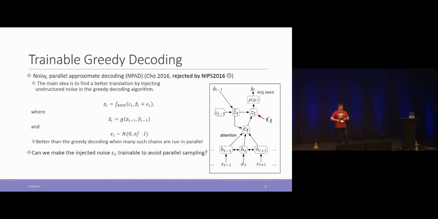Here, all the noise epsilon t is sampled from a Gaussian distribution, and this model can work better than greedy decoding when we have a lot of different chains running in parallel, and we can always find a way to get a better choice. But this method is great, but can we always do this? Because running all the chains in parallel is quite costly. So can we make the injected noise trainable to avoid the parallel sampling?